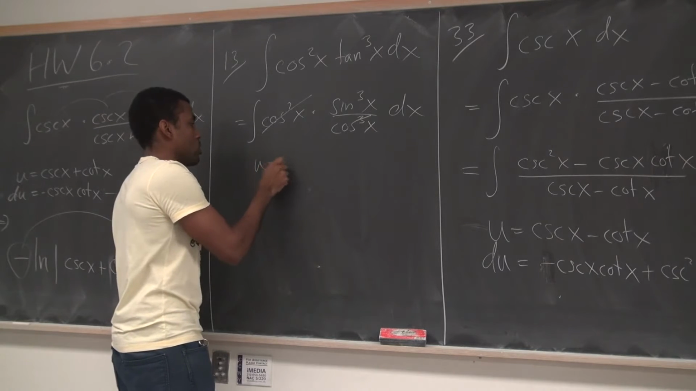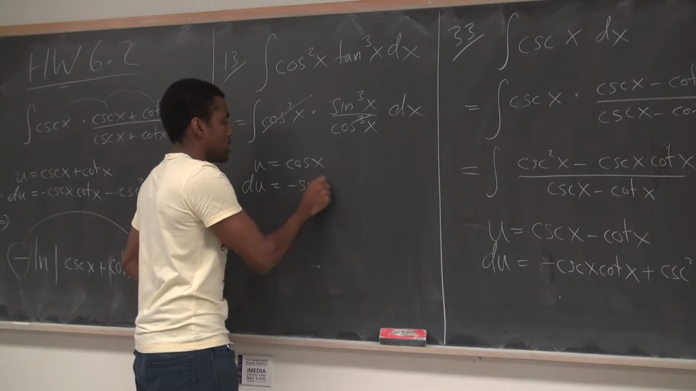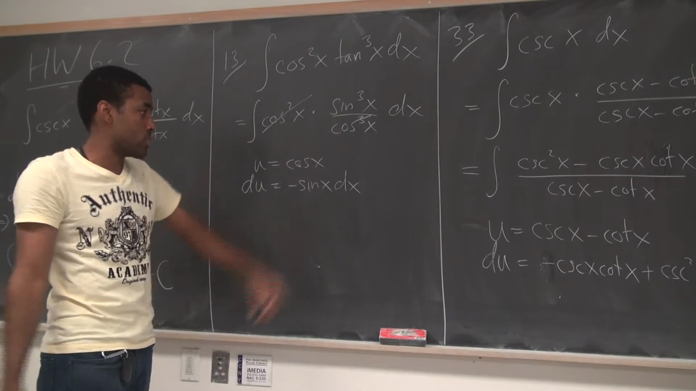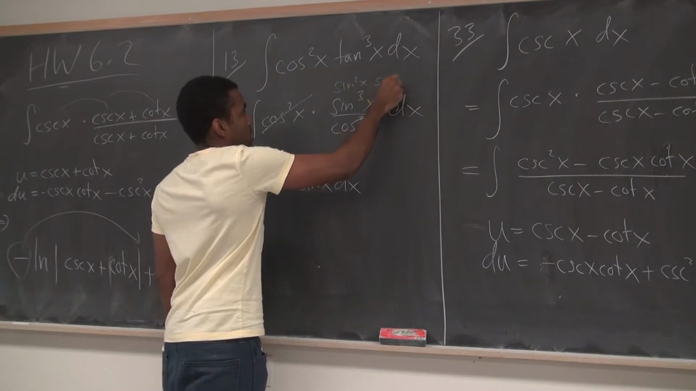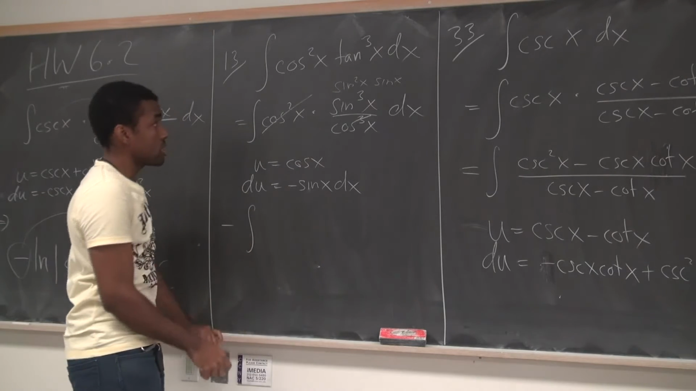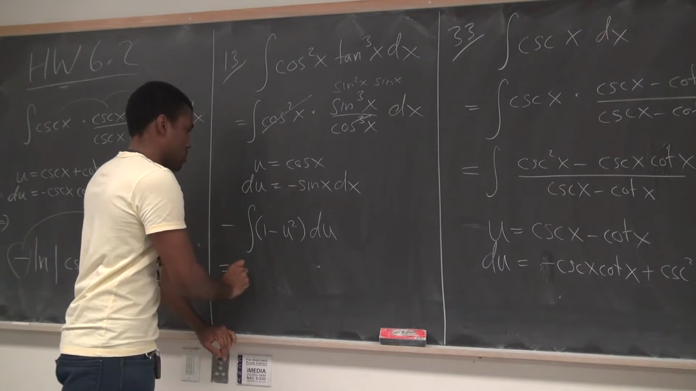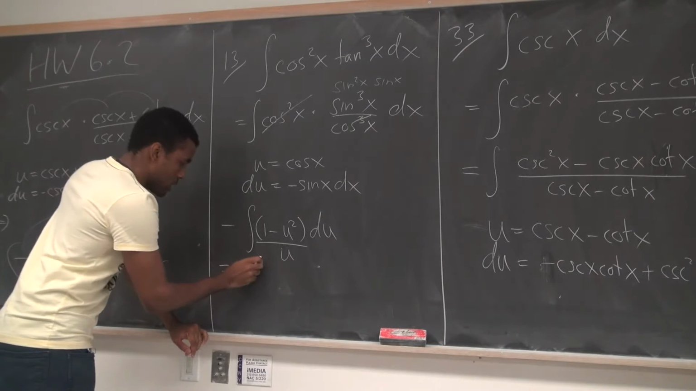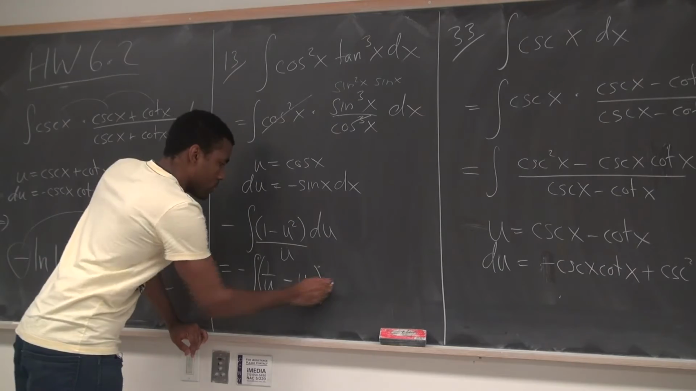Right, so if you take u as cosine x, your du is minus sine x dx, which gets rid of one of the sines, but we have three factors of sine here. So you think of this as sine squared times sine, and you break sine squared into 1 minus cosine squared. So you end up with minus the integral of 1 minus u squared du over u. Now you just split the integral up, so it's 1 over u minus u. Integrate.